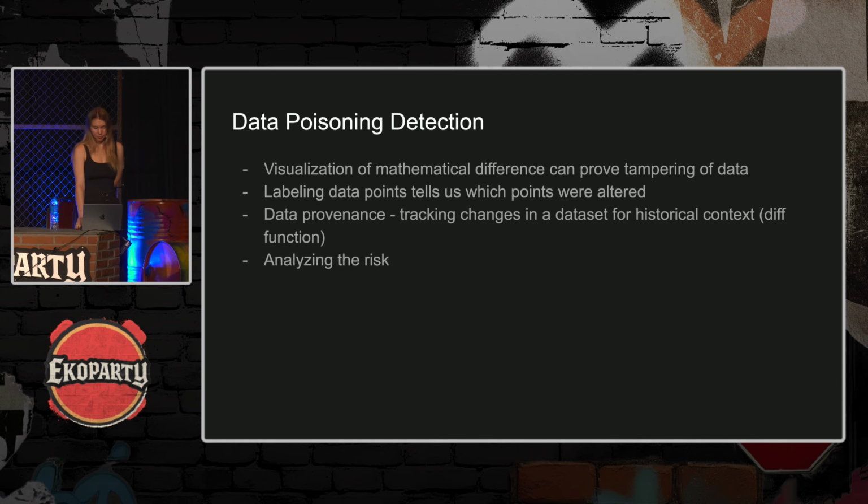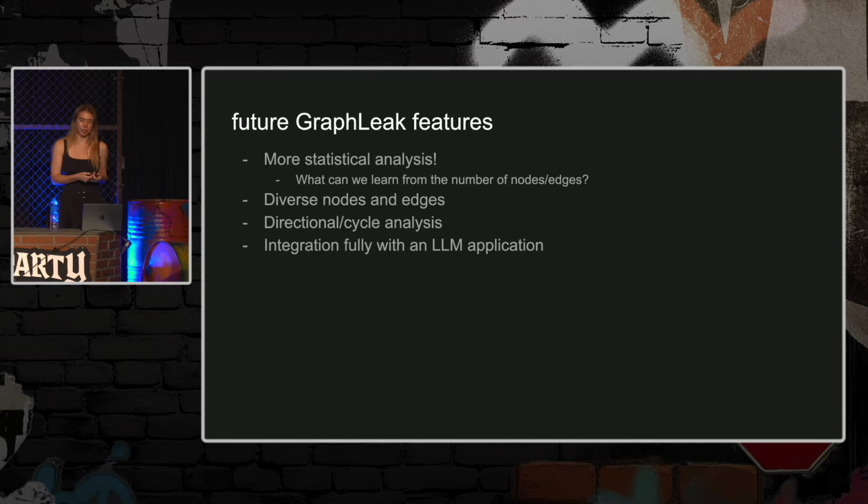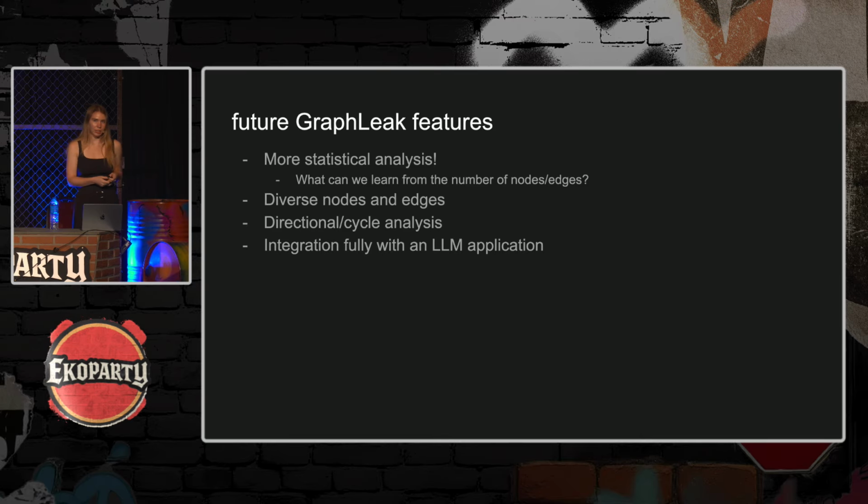For future features that I would like to implement in GraphLeak, I want to do more statistical analysis. So what else can we learn from the number of nodes and edges and other statistics? Also, one of my favorite concepts in graph theory is cycles. So what do cycles and directions tell us about graphs and models as a whole? Finally, I would like to integrate GraphLeak into training data to truly show how an LLM can change over time from poisoning beyond a theoretical model.